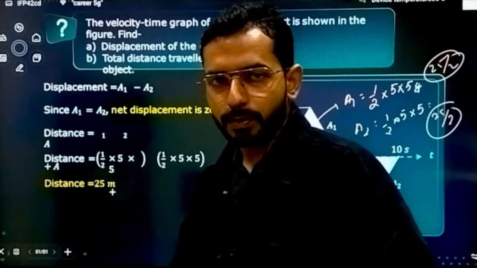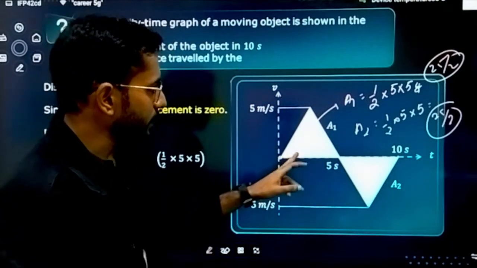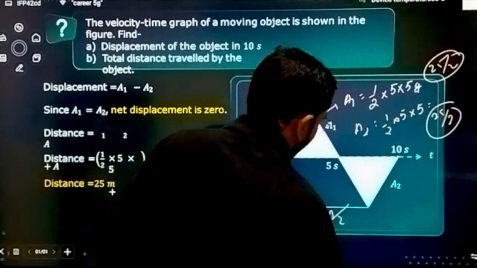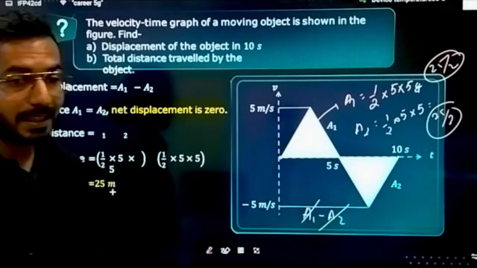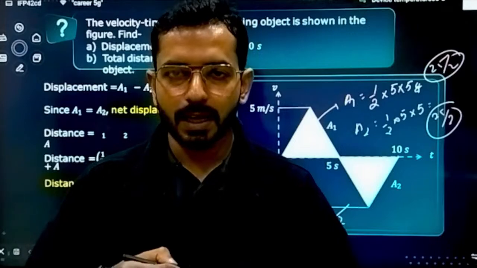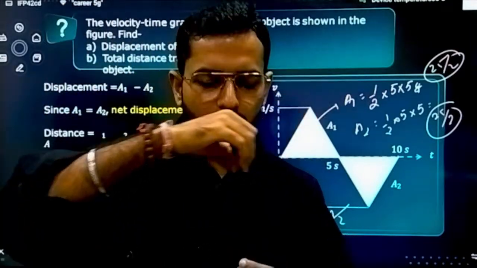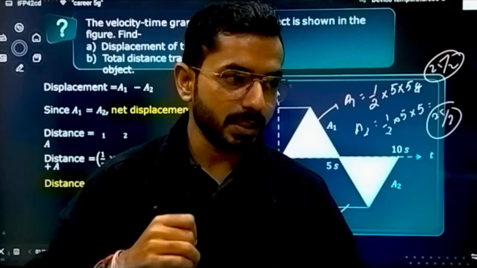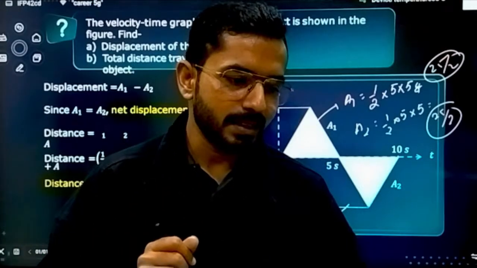Correct? Now if you have to calculate displacement, it will be A1 minus A2. And if the areas are equal, net displacement will come as 0. That means the point from where you started, after covering some distance, you have again come back to the same position. That means there is no net change in position. Again you are standing on the same point.